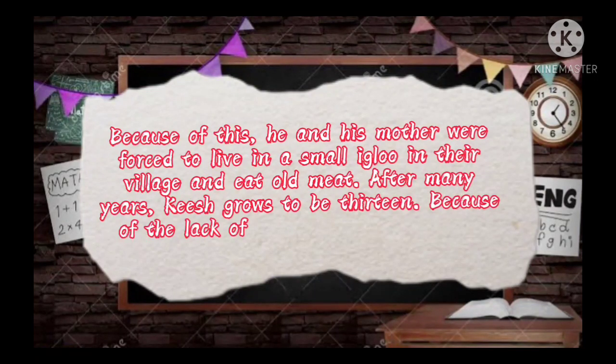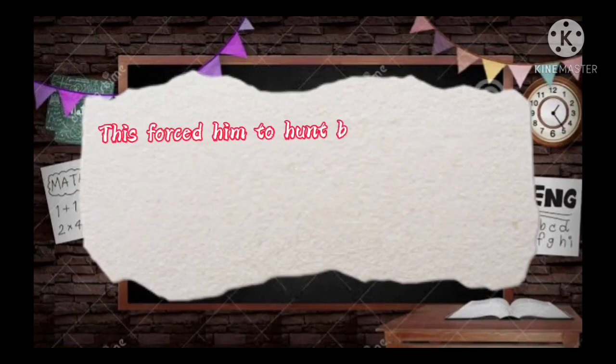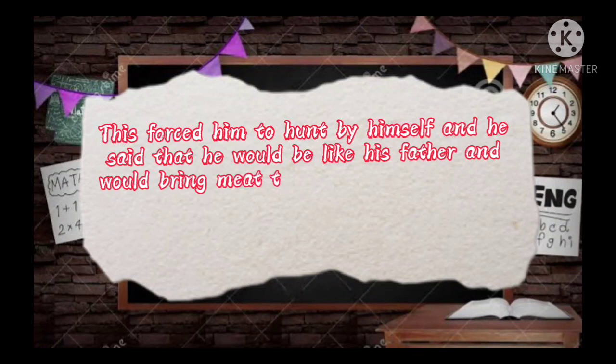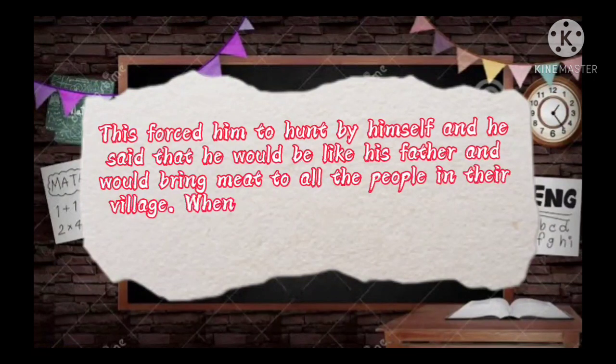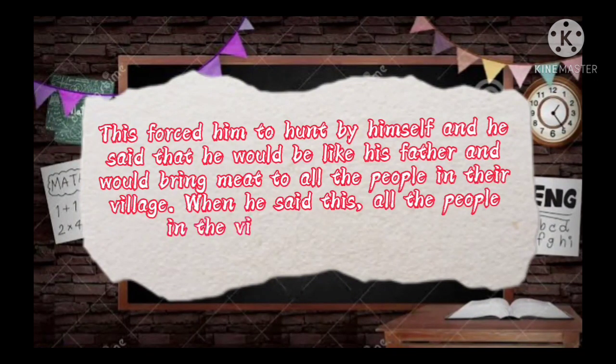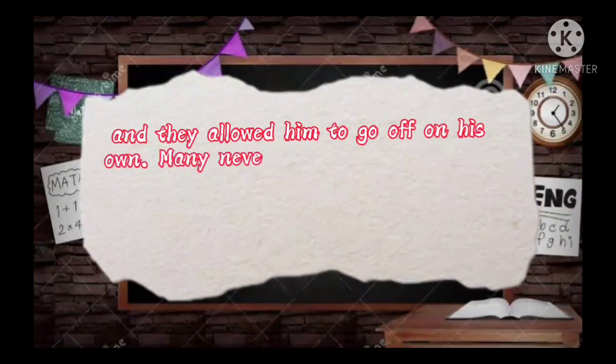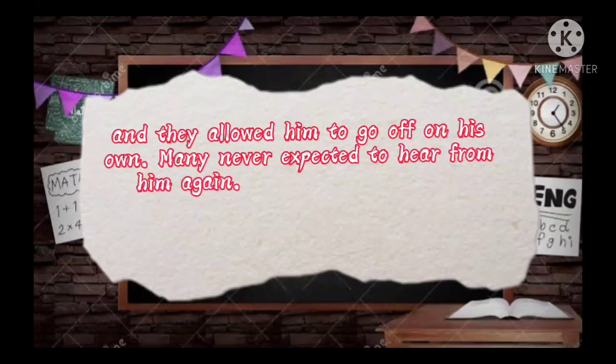Because of the lack of food and famine there, he was forced to hunt by himself, and he said that he would be like his father and would bring meat to all the people in their village. When he said this, all the people in the village laughed at him, and they allowed him to go off on his own. Many never expected to hear from him again.